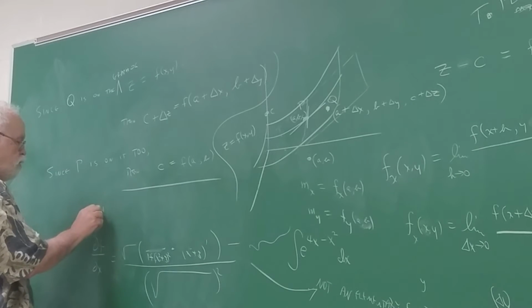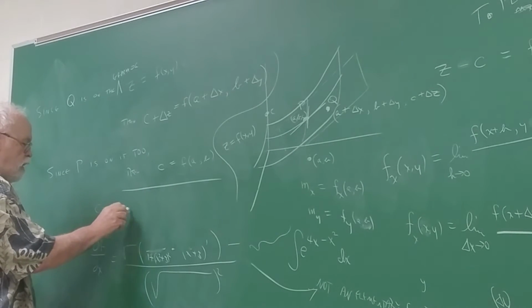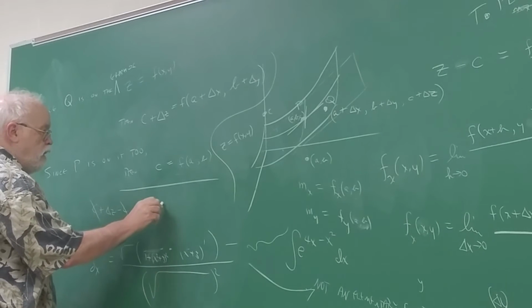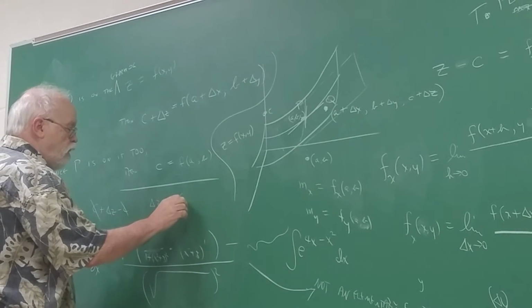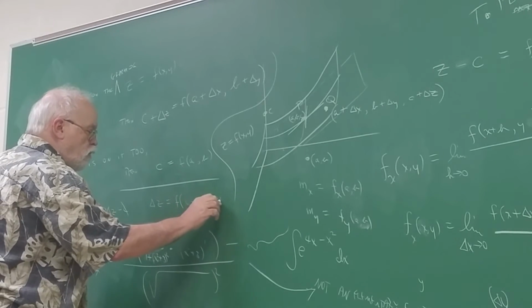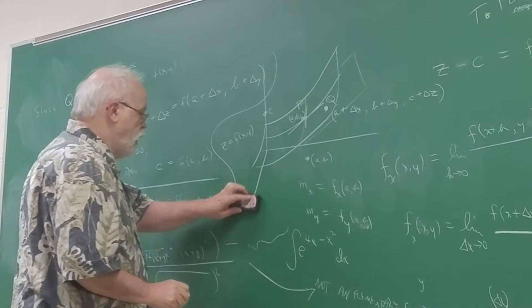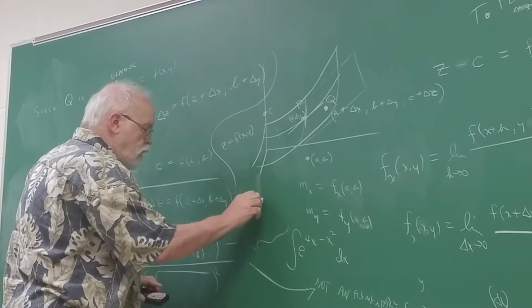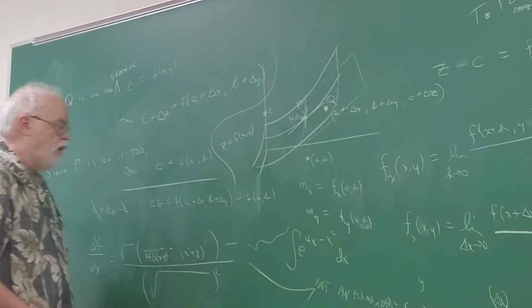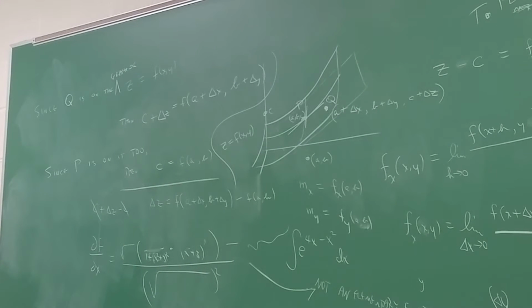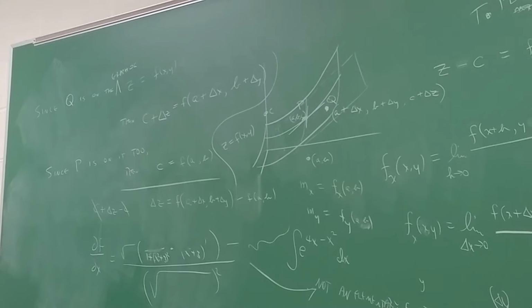So I've got C plus delta Z minus C, that cancels. So delta Z is going to be f of A plus delta X, B plus delta Y, minus f of A, B. And right there, that's a key difference between Cal 3 and Cal 1 and 2.